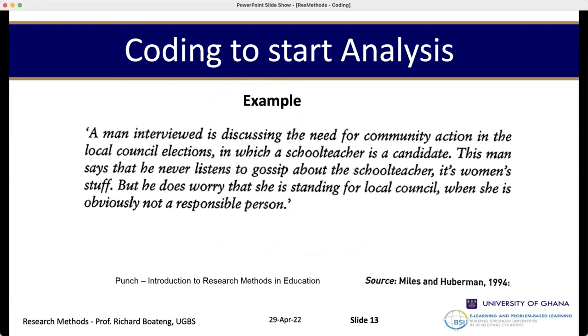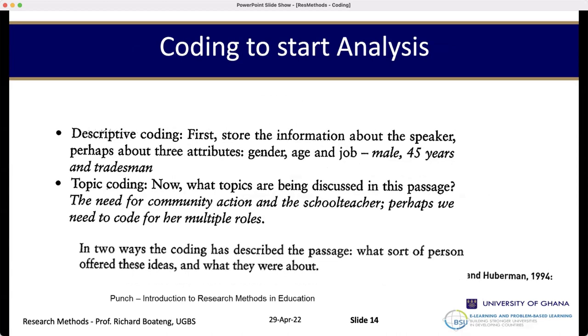Now let's take another example. A man interviewed is discussing the need for community action in local council elections, in which a school teacher is a candidate. This man says that he never listens to gossip about the school teacher, it is woman stuff. But he does worry that she's standing for local council when she's obviously not a responsible person. So this is what the man is thinking, and that will summarize for us. In terms of the face-sheet coding, we can say this man may be male, 45 years old, and a tradesman. We don't have that information, but that could be what is captured there based on the book itself.